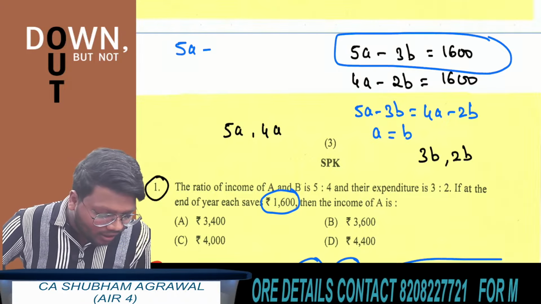Value of A is what? 800. What have they asked in the question? They have asked us the income of person A. What is the income of person A? 5A. Put the value of A as 800. What is the answer? 5 multiplied by 800 is what? 4000. Which option is correct? Option C. Option C is the correct answer.